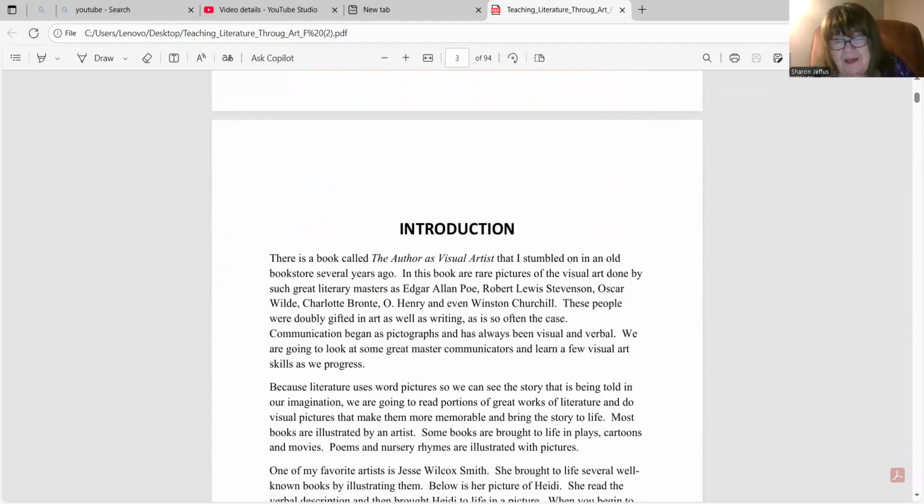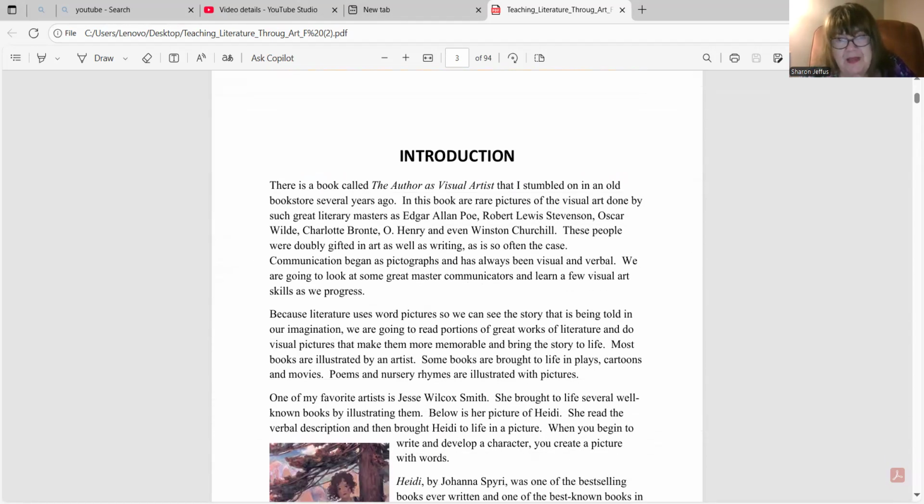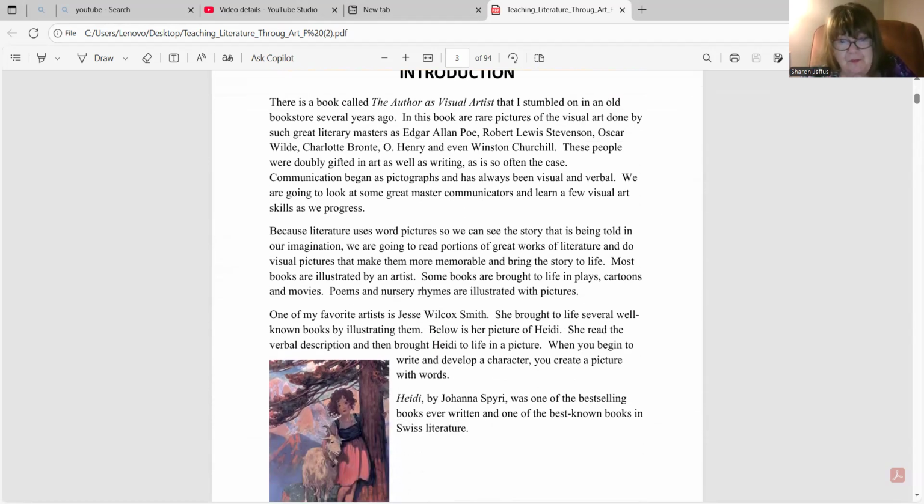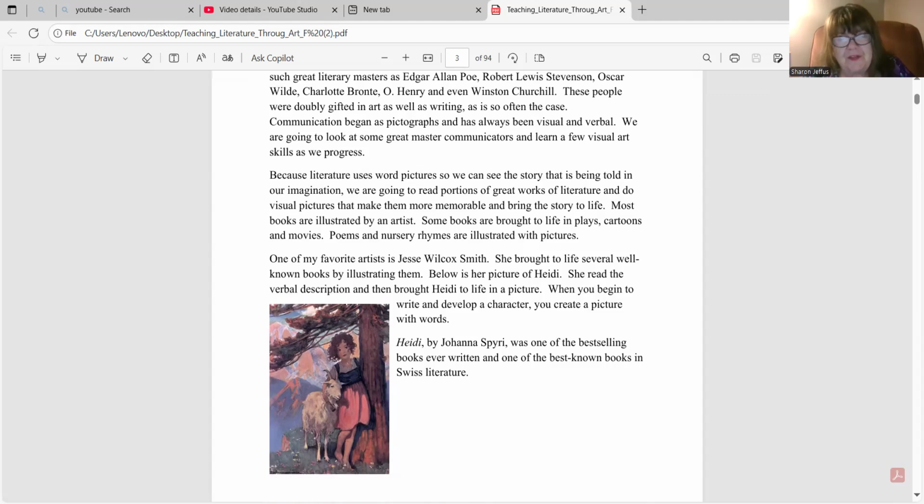This book was dedicated to one of my best friends, Penny Willis, who passed away from very severe Alzheimer's. So I know some of you might have worked with that, and it's very difficult.